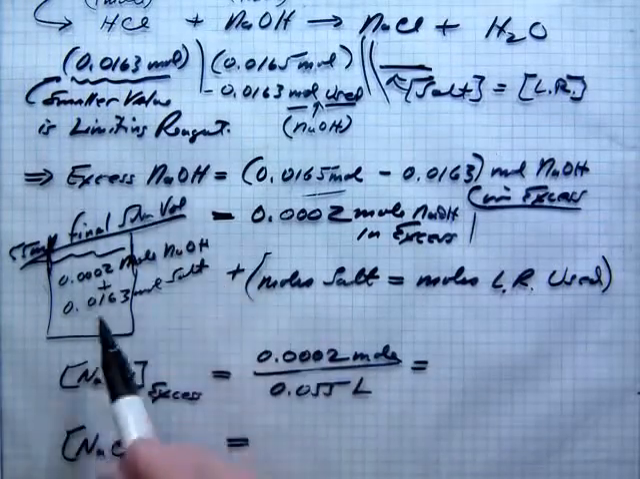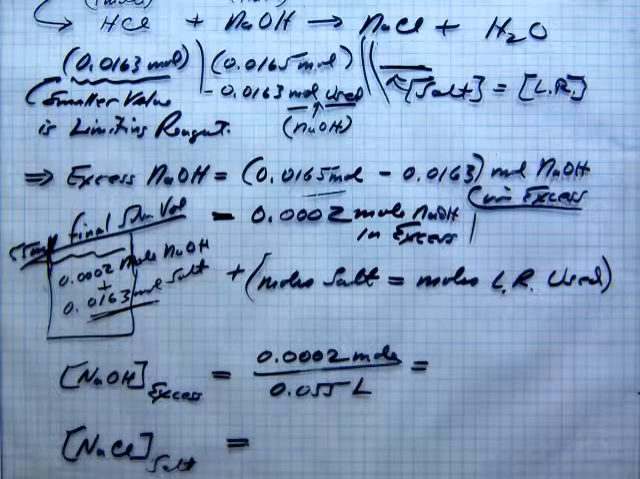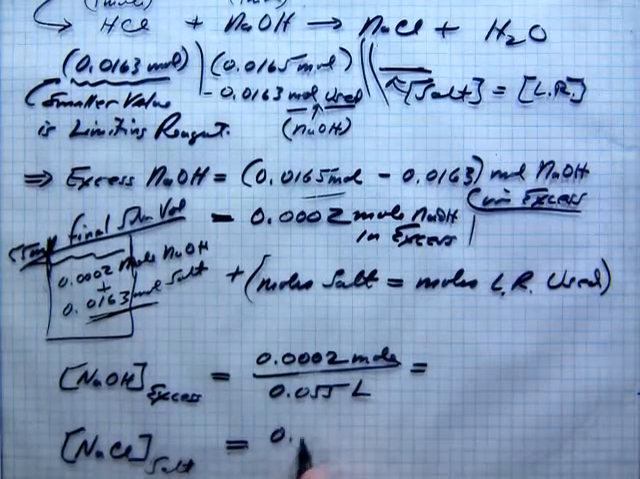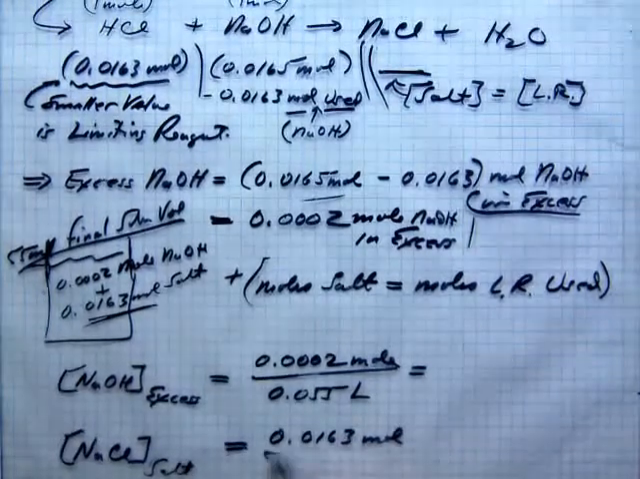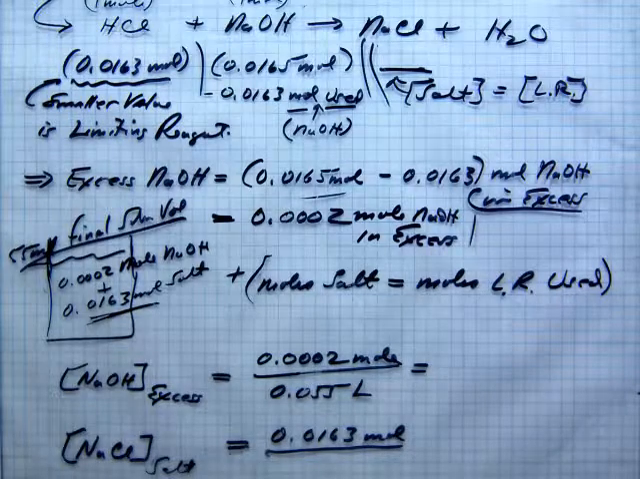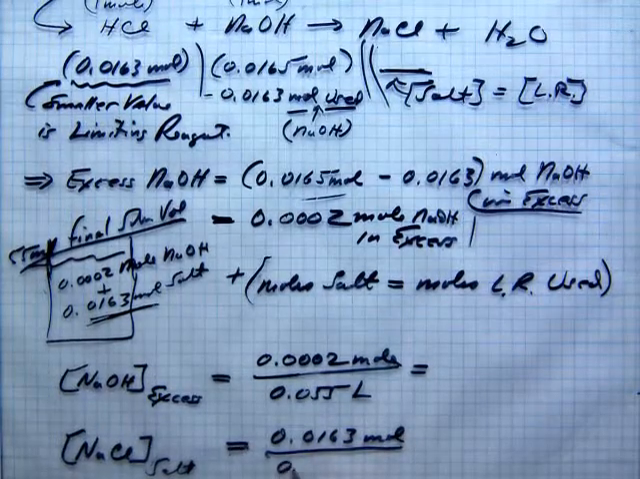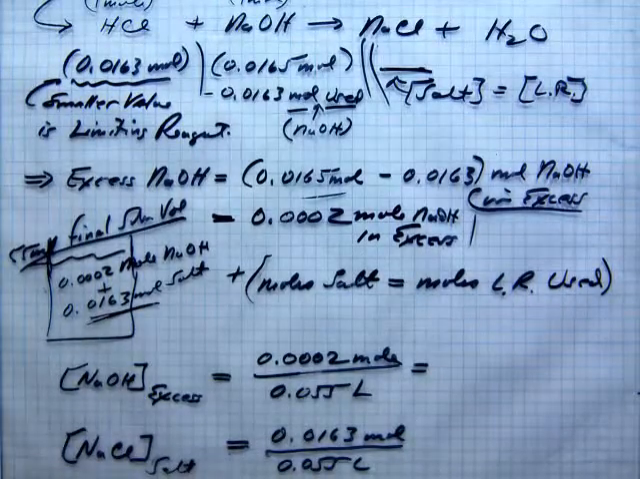Well, that is equal to the limiting reagent used, which was the HCl, and that's 0.0163 mole of salt produced from the 0.0163 mole of acid consumed. And that's also divided by 0.055 liters. They're both in the same bucket.